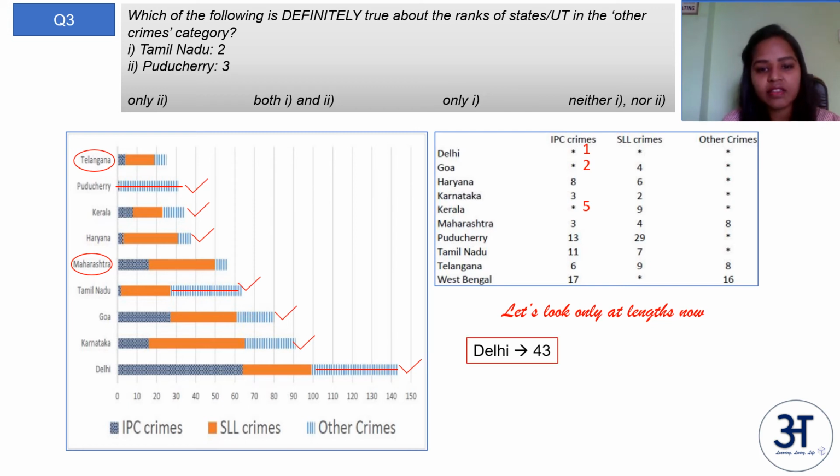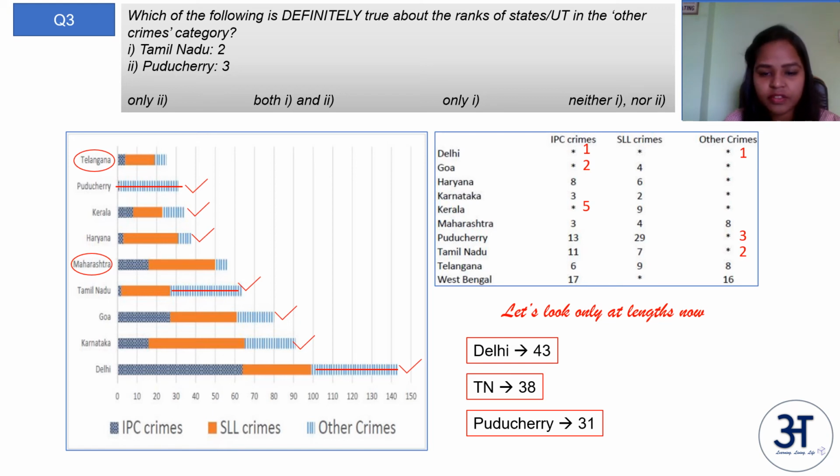So now let's calculate. For Delhi, it is 43 approximately. For Tamil Nadu, it is around 38. And for Puducherry, it's around 31, right? And these are the top three. You can clearly see in the lens, right? So Delhi's rank is 1, Tamil Nadu's is 2, and Pondicherry's is 3. So both of these ranks are definitely 2 and 3 respectively. So this is the answer.